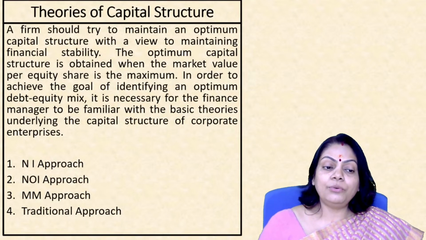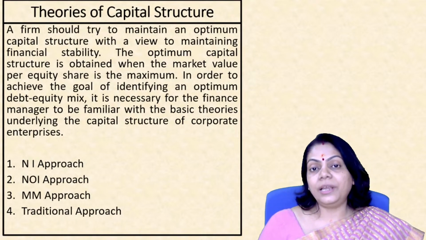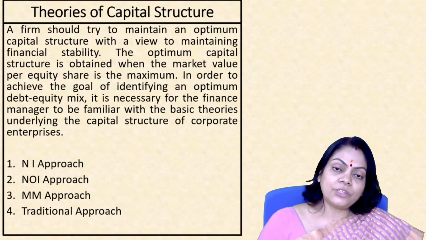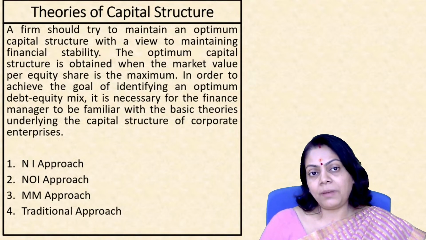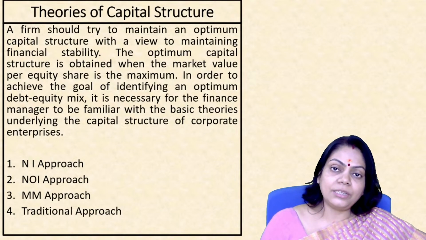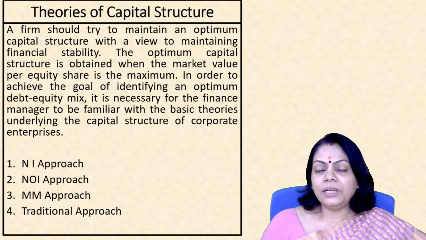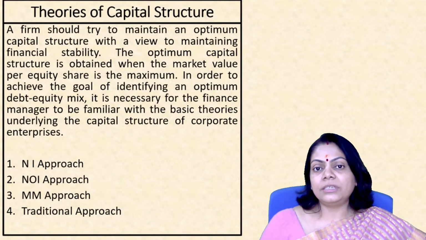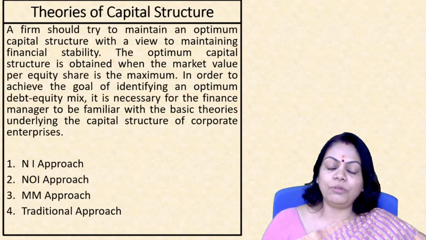But let me tell you that these theories are classified. There are two schools of thought. One is a relevant school of thought, and another one is an irrelevant school of thought. The relevant school of thought believes that capital structure has an impact on the value of the firm. That is, the leverage has an impact on the value of the firm. And the irrelevant school of thought believes that the leverage is irrelevant for the value of the firm, so it has no impact on the value of the firm.